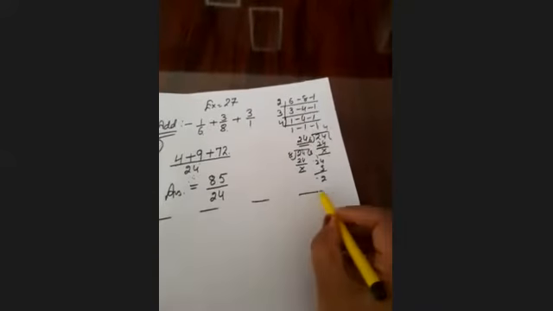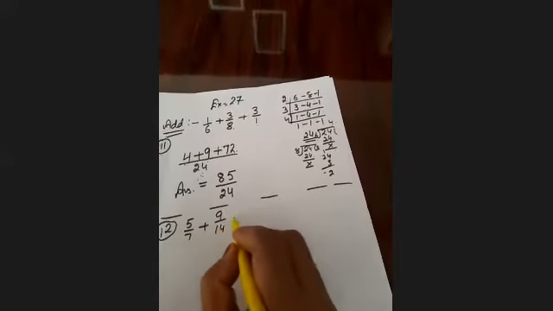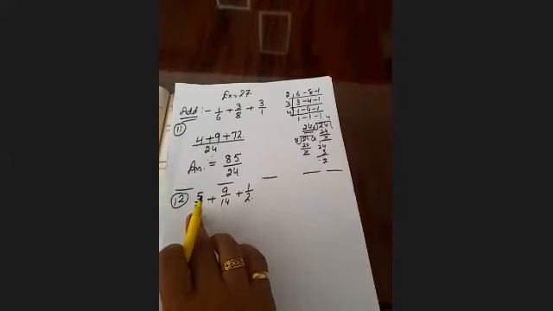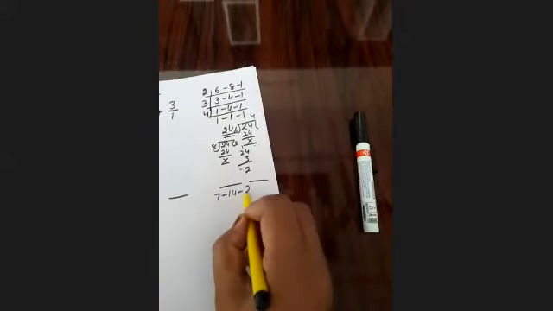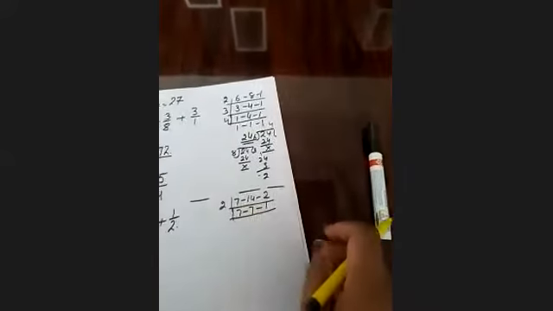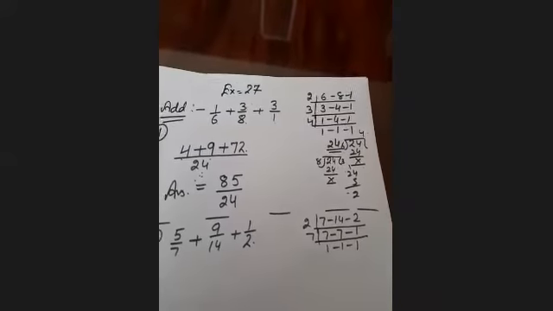Next is the 12th question: 5 upon 7 plus 9 upon 14 plus 1 upon 2. Now add these fractions. First step is to take the LCM of 7, 14 and 2. Divide by 7. So students, the LCM of 7, 14 and 2 is 14.